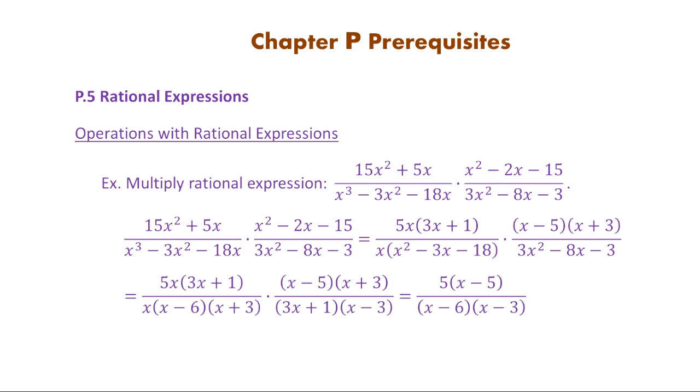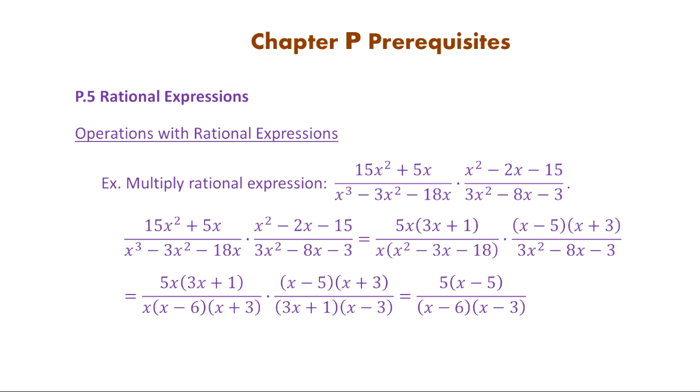and multiply negative 6 and 3 to get negative 18. And then you can factor 3x squared minus 8x minus 3 by using factoring by grouping. You get 3x plus 1 and x minus 3. And then you can see a lot of cancellation occurs. 3x plus 1 appears both on the top and at the bottom, so it can be cancelled. Also, x plus 3 can be cancelled, since it appears both on top and at the bottom.